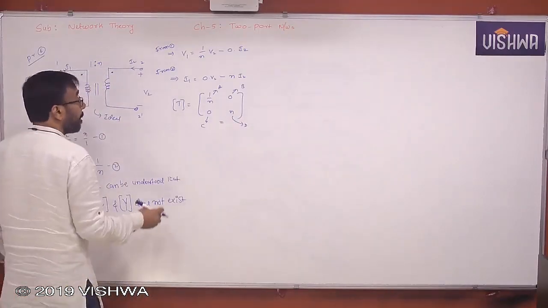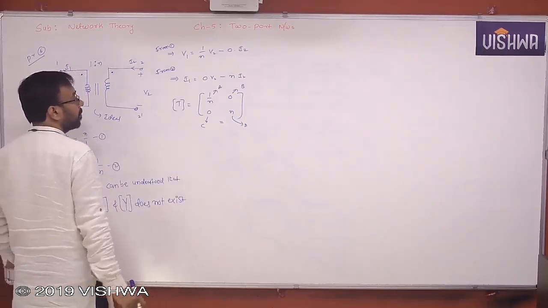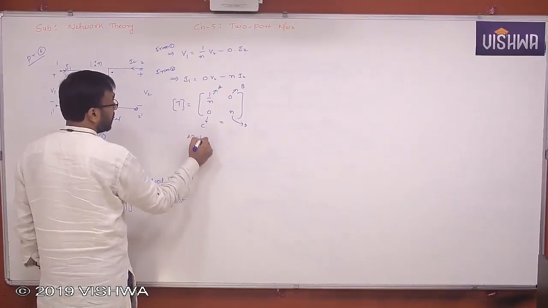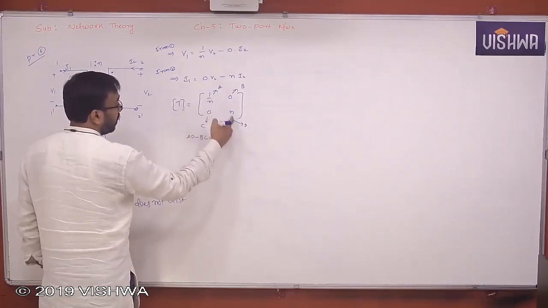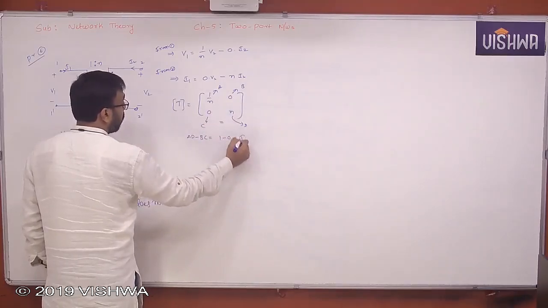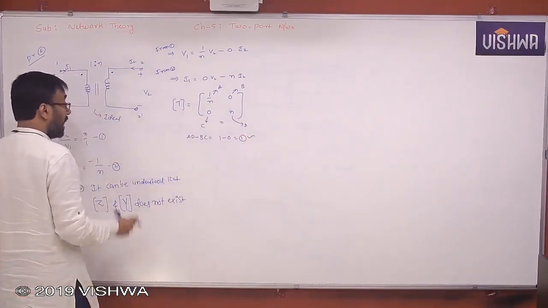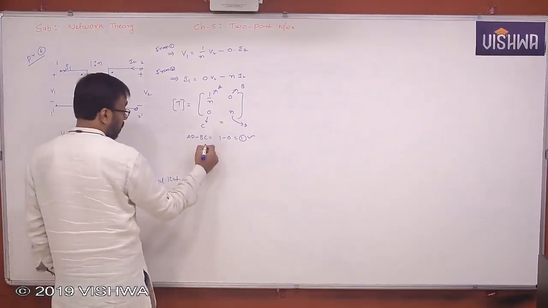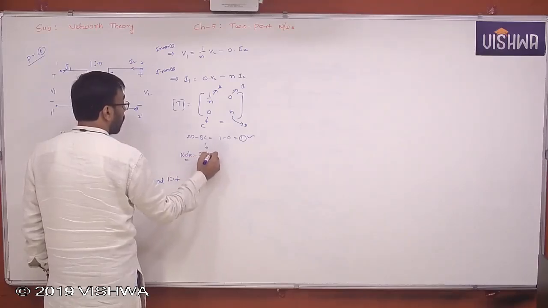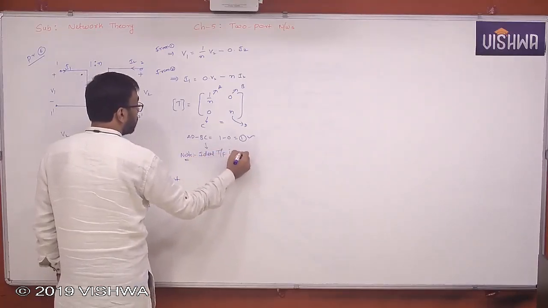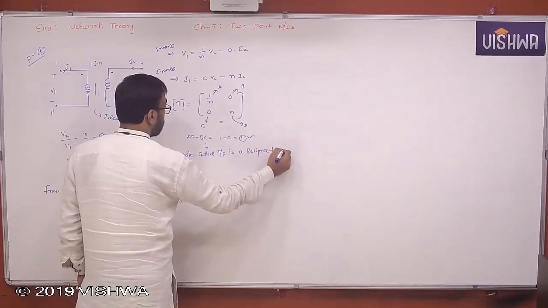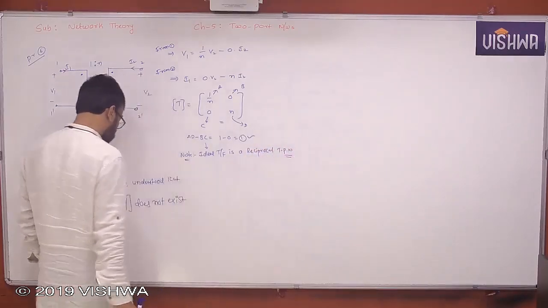Getting? Okay. Now, it is definitely not symmetric, but reciprocity, yes, definitely. AD minus BC is equal to, what is AD? AD is nothing but 1, BC is nothing but 0. Therefore, 1 you got. So it is a reciprocal two-port network. Ideal transformer is a reciprocal two-port network. Note down. It's a very important conclusion.